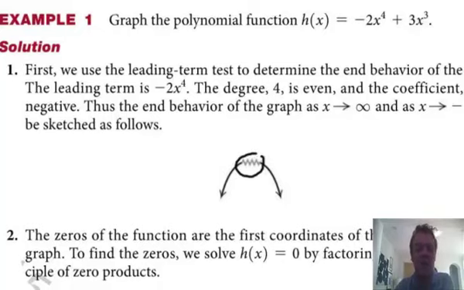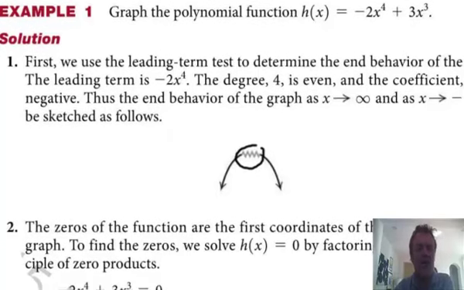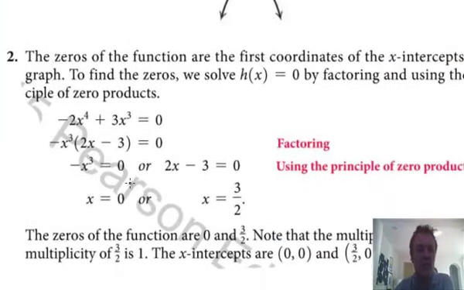Right, we've got that out of the way. Now find the zeros, let's factor it. We can pull out a negative x cubed, and we're left with 2x minus 3. So we'll have x equals 0 three times, x equals 0 with multiplicity 3, because x cubed is 0. And also x equals positive 3 over 2.